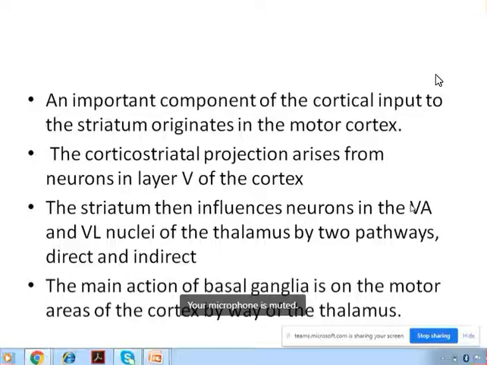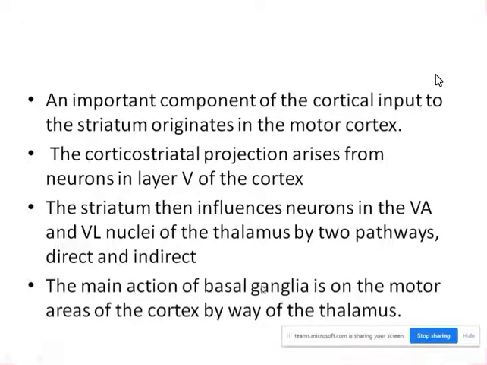The main action of the basal ganglia, I have told you already, is on the motor areas of the cortex by way of the thalamus. Mainly which part of the motor cortex? Can anyone tell me? I have told you that the main action of the basal ganglia is on the motor areas of the cortex by way of the thalamus. Now, can anyone tell me which motor areas it is acting on? Anyone? Can you tell me?